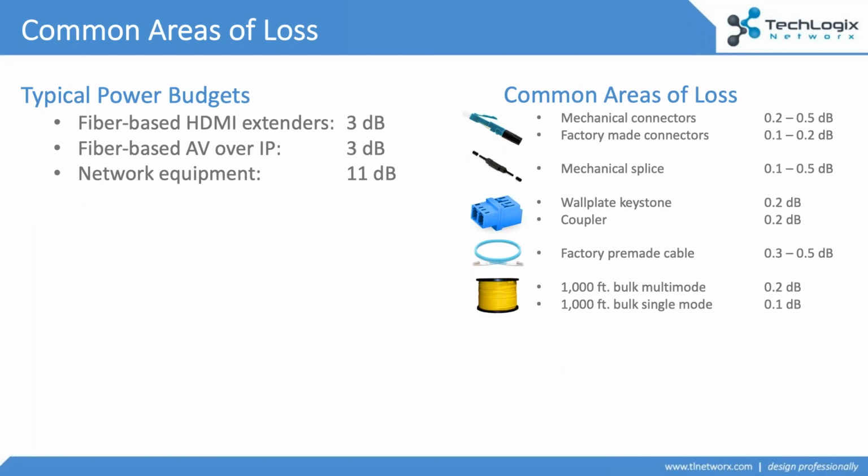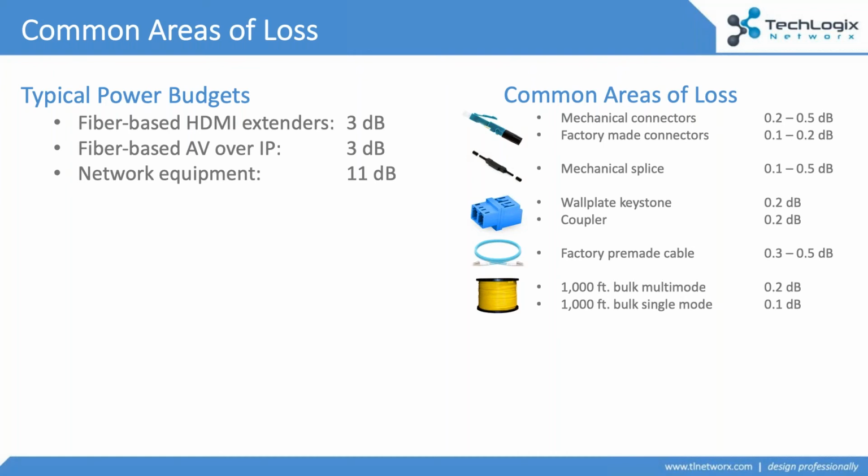Now, the devices we see in these real-world installations, especially today, are HDMI extenders, USB extenders, DVI extenders, we'll call them typical AV extenders. Those have a power budget. They can tolerate about 3 dB of loss. Same with AV over IP equipment that's fiber-based. It can tolerate about 3 dB of loss before you start to have issues.